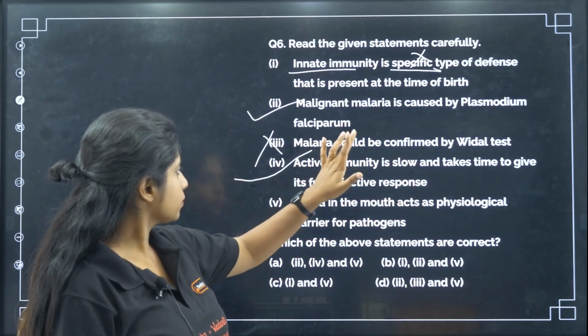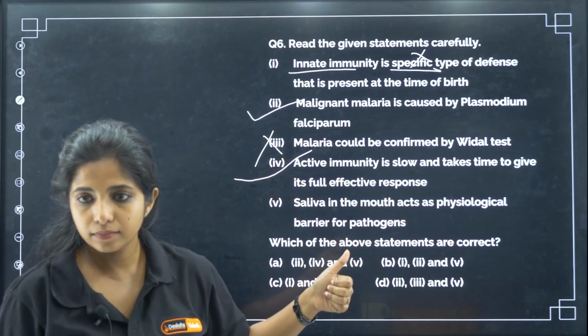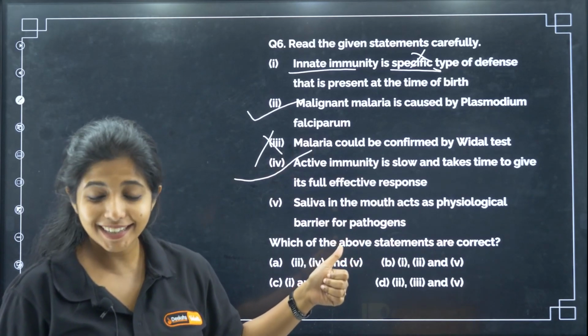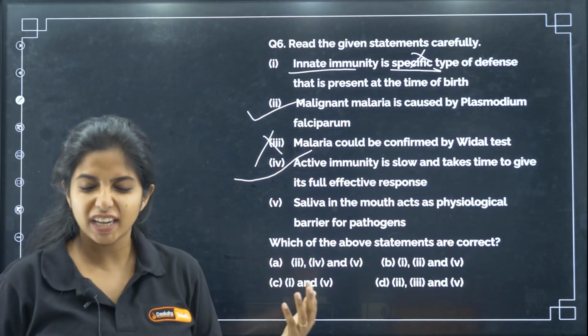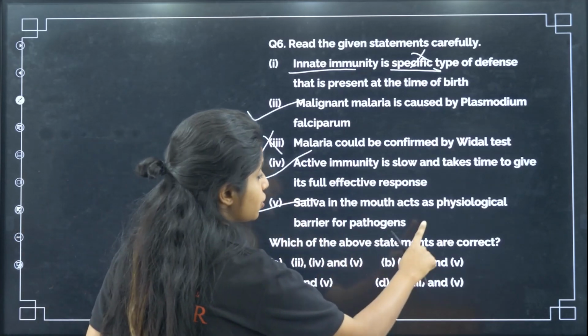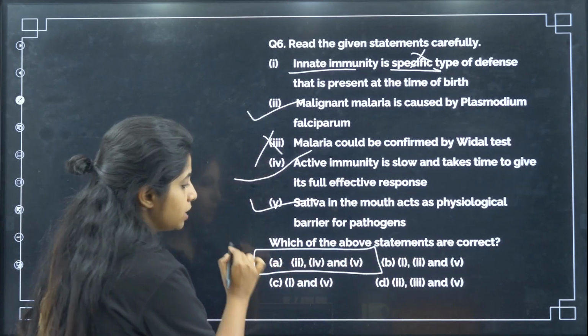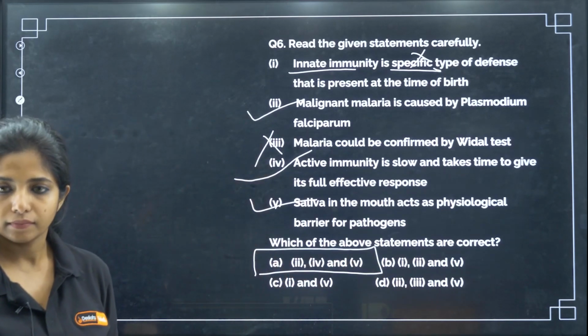That is true. Okay, now saliva in the mouth acts as a physiological barrier for pathogens. Yes, it is going to act like a physiological barrier. Saliva, HCl, tears, all of them act like physiological barriers. Now, which of the above statements are correct? I say 2, 4 and 5 are correct. 2, 4 and 5 are correct, which means A is the correct option. Okay.